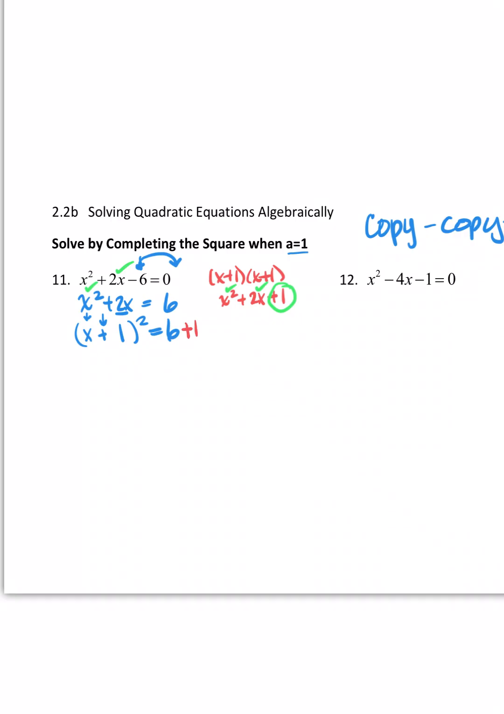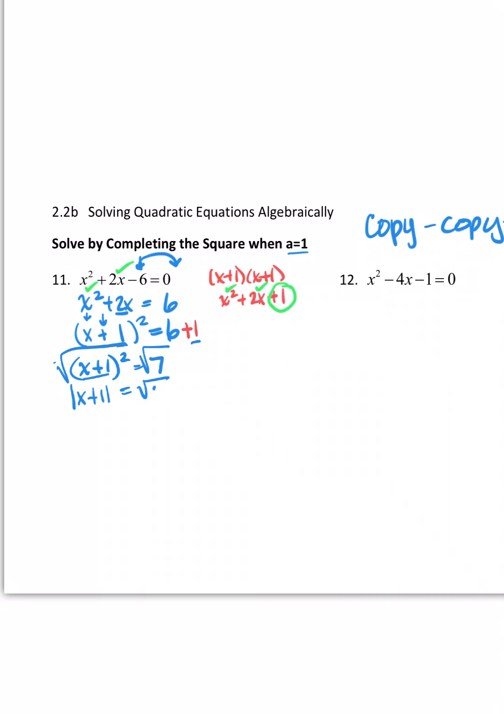Now, how do you know that without FOILing it out every time? Take this back number and square it, and whatever you get when you square it, that's what you're adding over here. So now I'll have x plus 1 squared equals 7. Now to solve this, we are back to what we did yesterday, extracting the square roots. Okay, so this is isolated, so I can just take the square root of both sides. Remember, we do it in absolute value bars first.